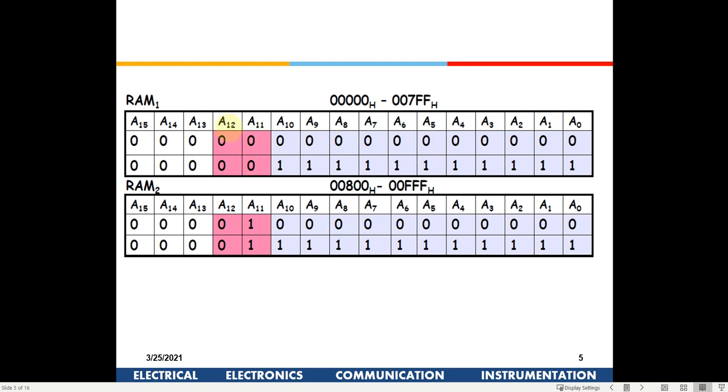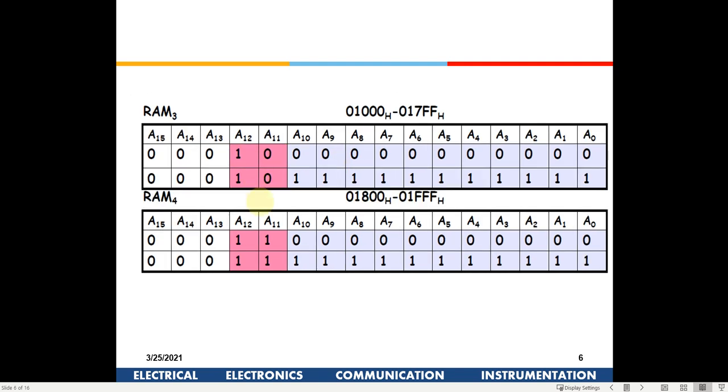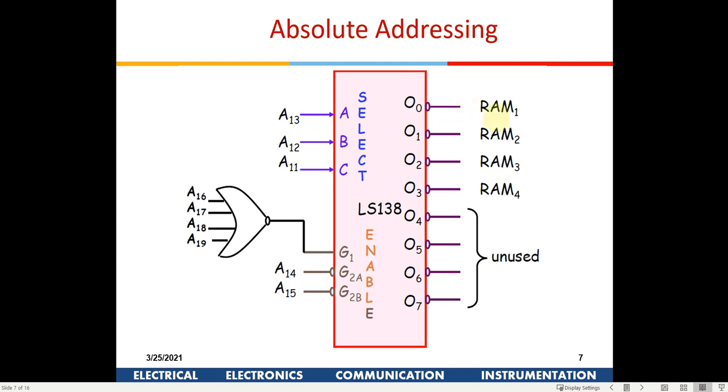So we are using A11 and A12, 2 bits, to select one of the 4 RAMs. So here 1, 2, 3, and 4. Okay, we got 4 RAMs. So each of these RAMs will require 2K, so A0 to A10 to select a location within one of the RAMs, and then to select one of the 4 RAMs, you have A11 and A12, right?